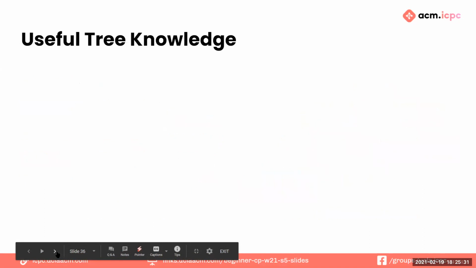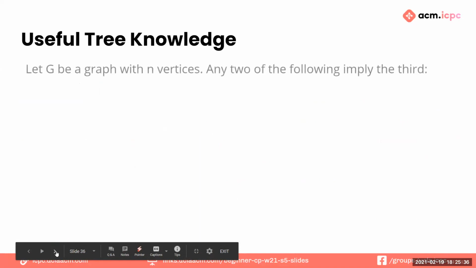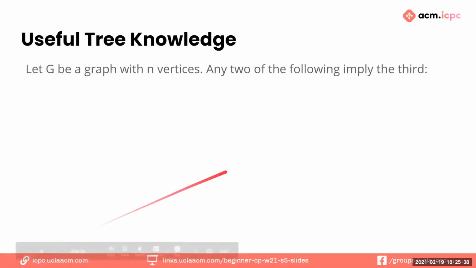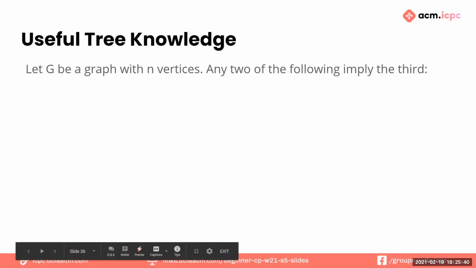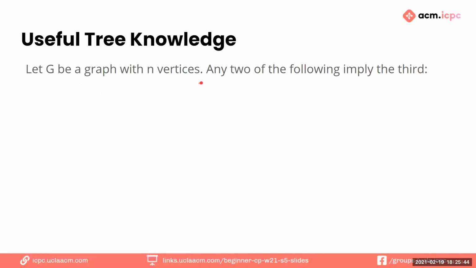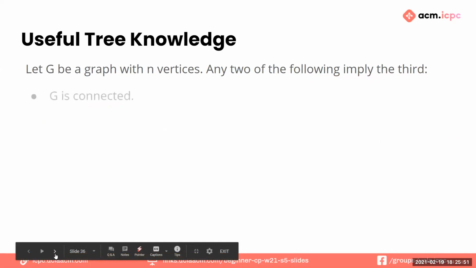Okay, so now we're just going to go into some useful tree knowledge. This is going to be a little bit theoretical, but let G be any graph with n vertices. Then any two of the following imply the third. So I'm going to list 3 bullet points and then talk a little more about the sentence.